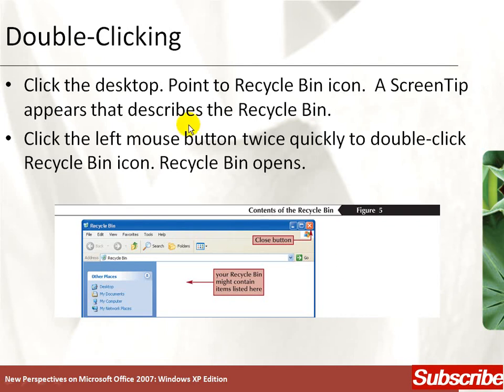Your question: what is clicking, what is double clicking? Double clicking is so simple. It is clicking two times on any button or any icon. Click the desktop, point to the recycle bin icon. A screen tip appears that describes the recycle bin. Click the left mouse button twice, quickly, to double click the recycle bin icon. The recycle bin will open.